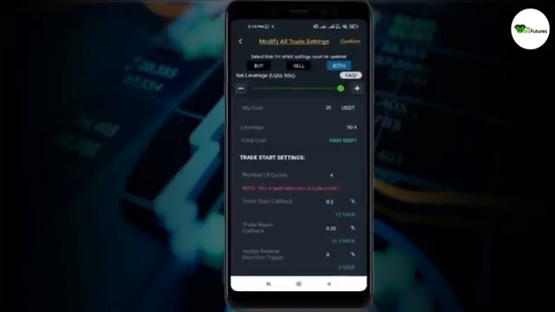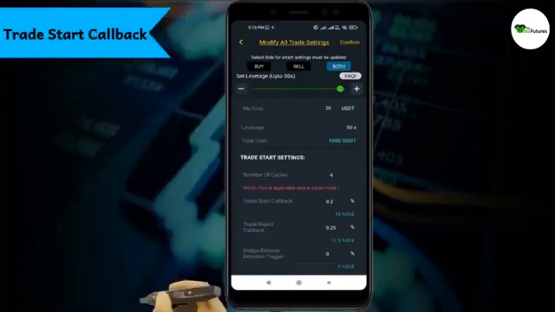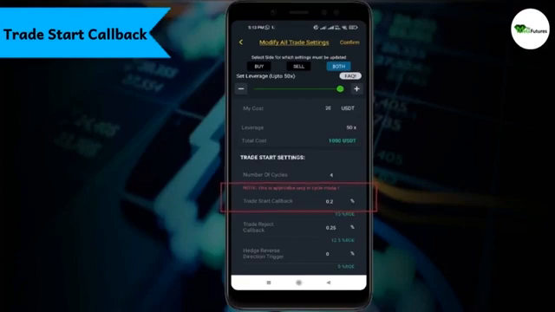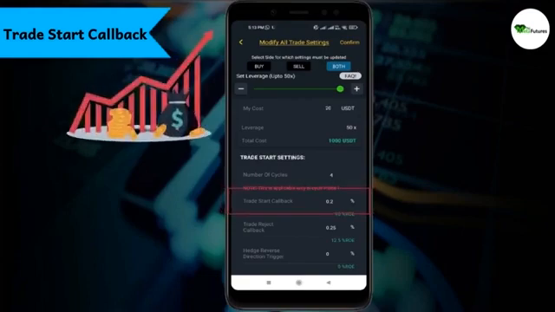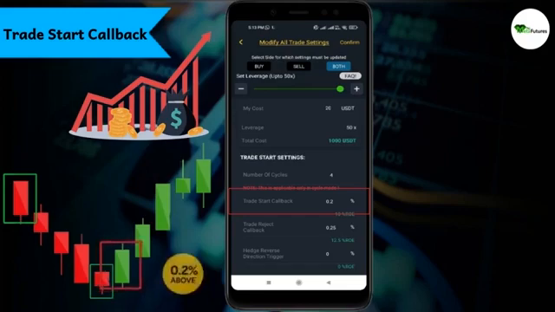Next is the trade start callback. Trade start callback is used to get the maximum or minimum possible price to start the bot. Suppose you have placed an order that the market will go up, but to generate maximum profit the bot will not place an order here, it will wait for the market to go down as much as possible to get the lowest value to start the trade. As I have entered a 0.2% value in trade start callback, whenever the market goes up by 0.2%, the bot will immediately place an order.